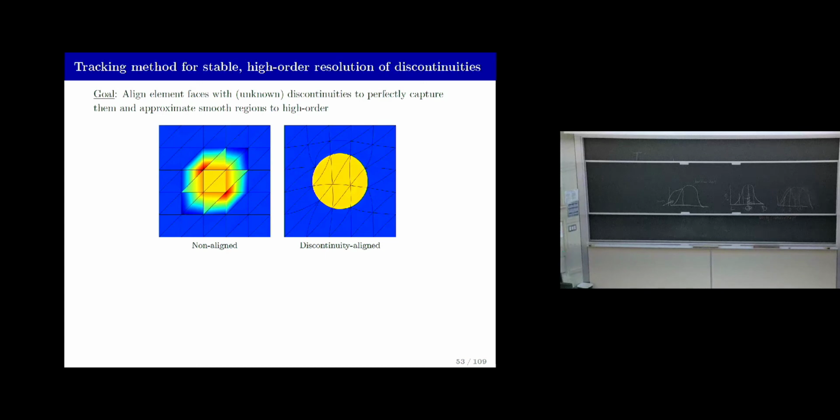All right, so here's my non-aligned solution. Obviously, it looks like crap. If you do some alignment, especially if you do high-order alignment, everything looks really nice.